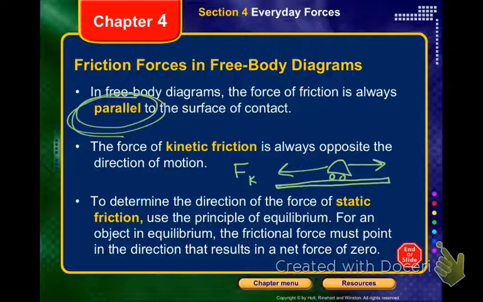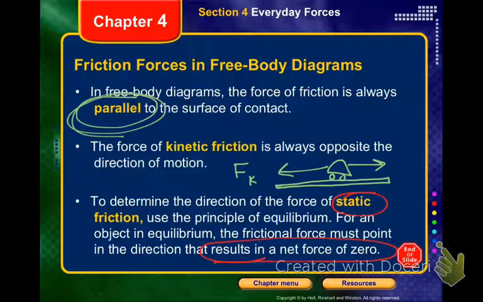And then to get your static friction, you're talking about objects that are in equilibrium, your frictional force points in the direction that results in a net force of 0. So let me circle that for you too. For static friction, it's going to result in a net force of 0. It's a direction that gives you a net force of 0 for your static friction.